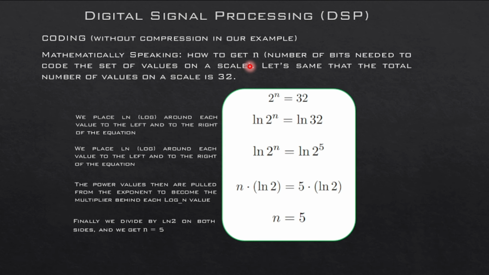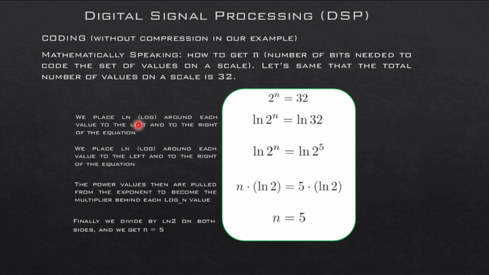Mathematically speaking, how do we get the value of n, which is the number of bits needed to code the set of values of a scale? Let's say the total number of values that need to be coded is 32. We know that 2 to the power of n is equal to 32, but how do we mathematically get the value of n without trial and error, without trying numbers until we get 32 or a number greater than 32?